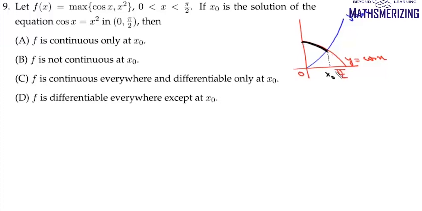And from x naught to pi by 2, the function is x square. So that is the graph of y equals f(x). Now this graph is continuous in 0 to pi by 2. It is differentiable everywhere except at this point x naught. So the answer to this question is: f is differentiable everywhere except at x naught, and that's your option D.